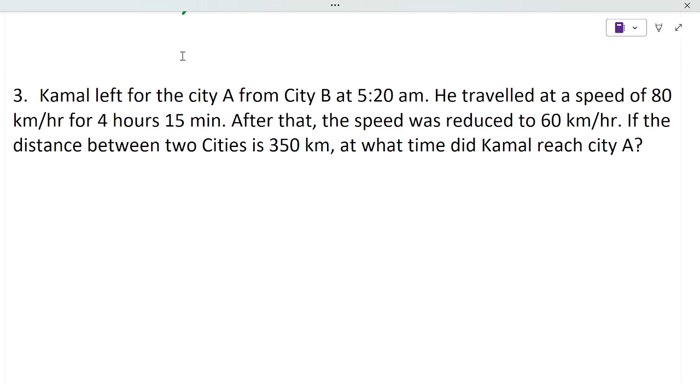If the distance between the two cities is 350 km, so the total distance is 350. At what time did Kamal reach city A? Okay, so just a simple diagram.